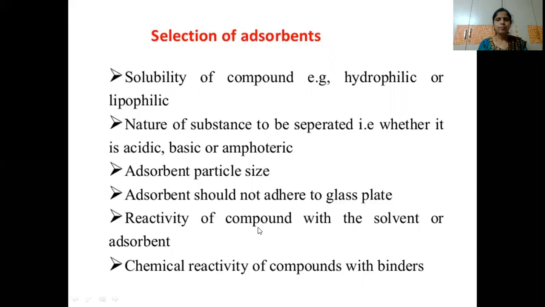Then the reactivity of the compound with the solvent or adsorbent. We have to check whether there is any chemical reaction between the solvent and the adsorbent. The solvent and the adsorbent should not chemically react. That we have to take care of while selecting the adsorbent as well as the mobile phases or the solvent. Then the chemical reactivity of compounds with binders. Binders should not chemically react with the solvent or the adsorbents. So these points we have to remember while selecting the adsorbents.